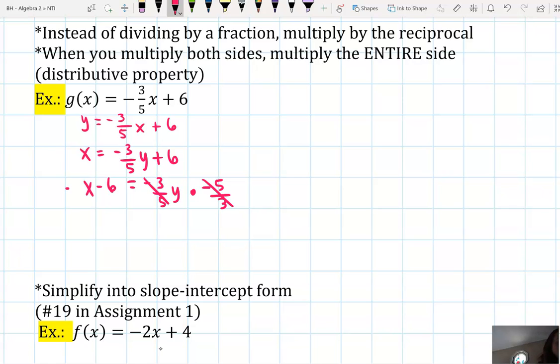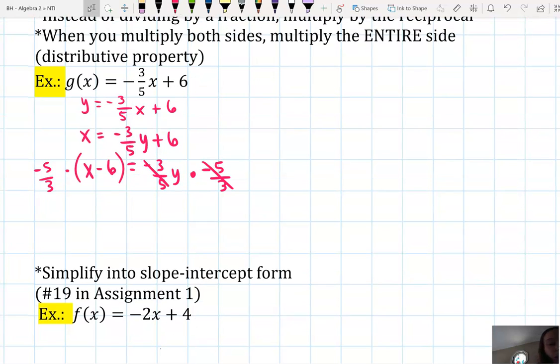What I do to one side, I do to the other. You also need to put parentheses if there's more than one term. Okay, you got to use the distributive property. So now I'm left with -5/3 x. Okay, this is a negative times a negative now. So I have plus, okay, -5 times -6 is 30.